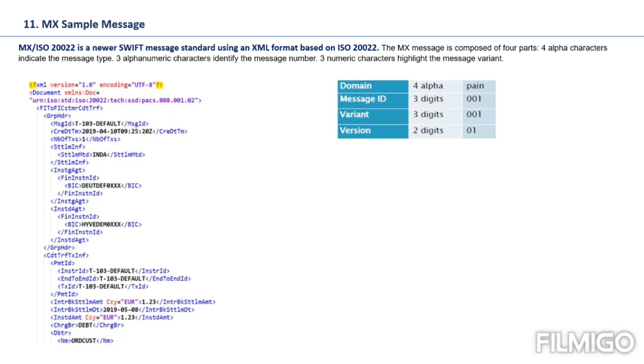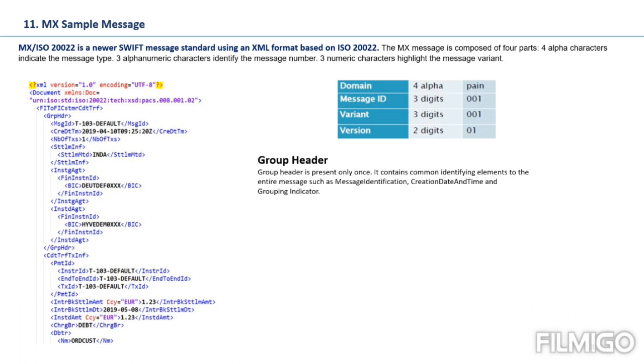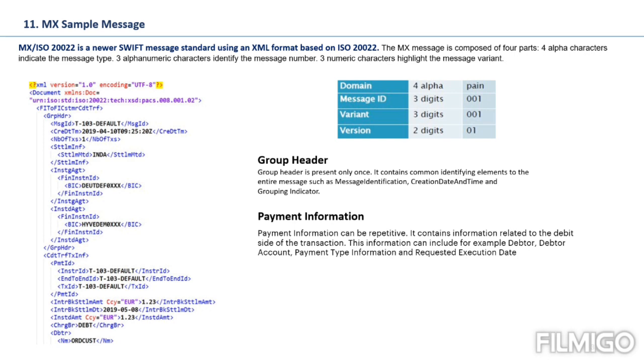Moving next, we can see an XML format of the message sample to the extreme left. Now there are 3 major groups present to identify or read this XML. The first block is the group header. Group header is present only once. It is in the format of GrpHdr, where we can come to know the message identification, creation date, time and the grouping indicator.